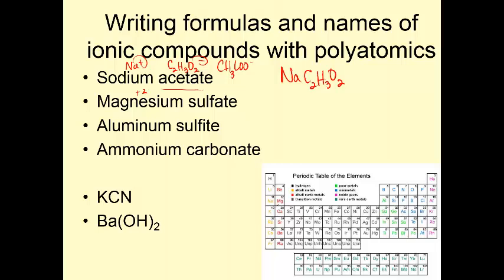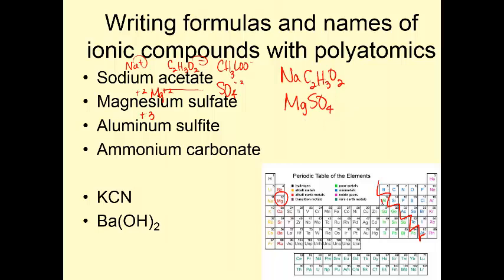Magnesium's a +2. Where is it? Right there. All right. Sulfate, you memorize SO4 -2. So we got an Mg with a +2 and a sulfate. So it's MgSO4. Why don't I need any subscripts or parentheses? Because it's one of each.